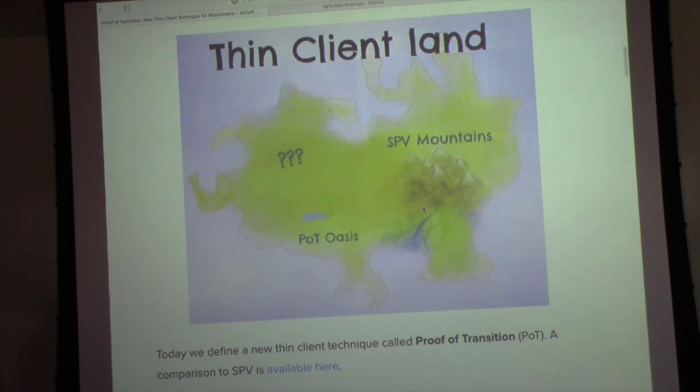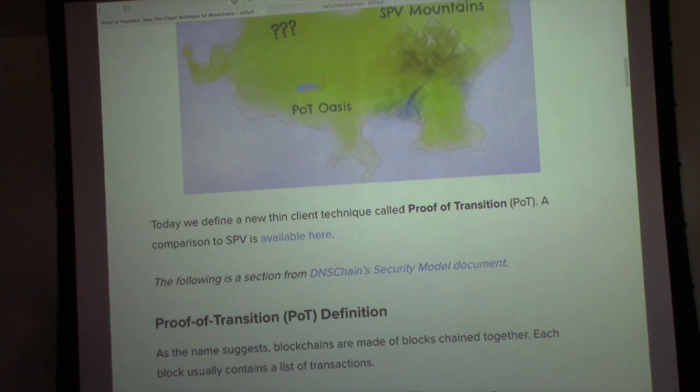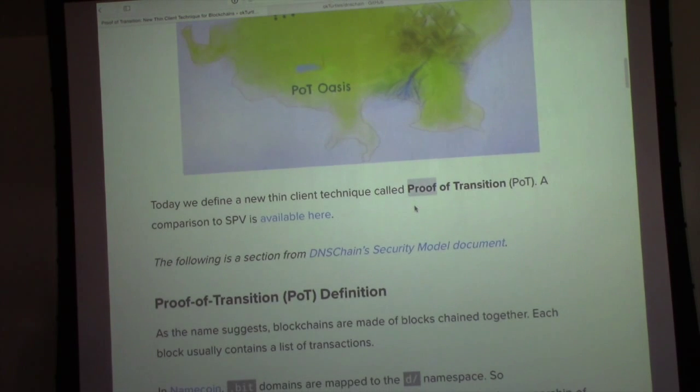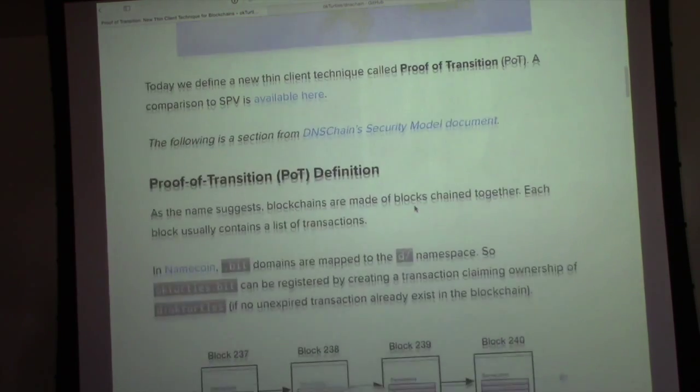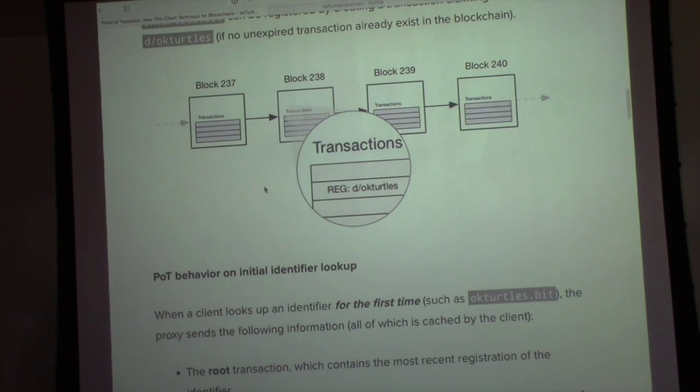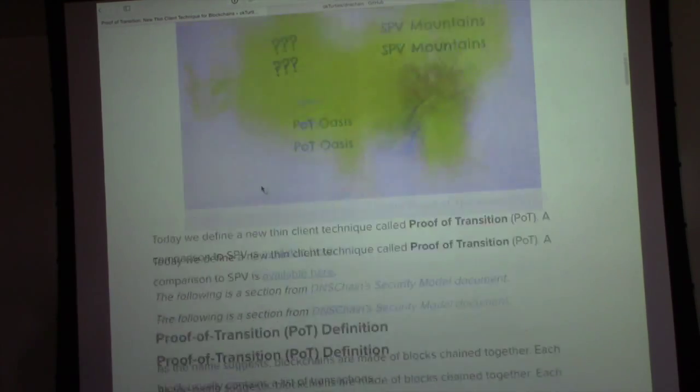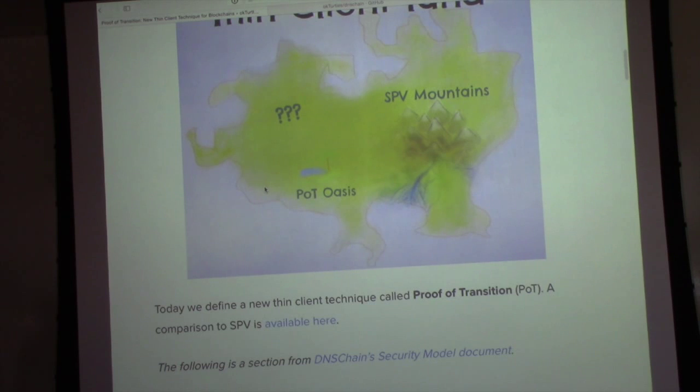And so one of the things that we did was we developed a new thin client technique called proof of transition that's pretty much as secure as standard SPV, and it has some different properties. And this was done, this is sort of the picture that I showed you earlier. This was done to help us sketch out this map, to understand how different thin client protocols can be, because if we understand that, then we can understand how to develop a generic protocol that can support arbitrary thin client techniques, and even ones that have yet to be invented.